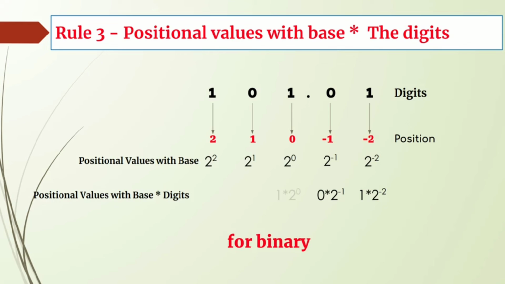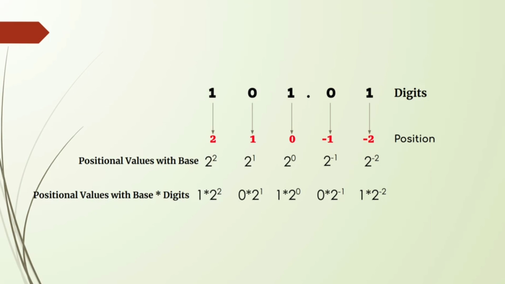Now we can write 1 into 2 to the power 0, where 1 is the digit and 2 to the power 0 is the positional value with base. Now we can write 0 into 2 to the power 1, where 0 is the digit and 2 to the power 1 is the positional value with base. Finally we can write 1 into 2 squared, where 1 is the digit and 2 squared is the positional value with base. So we have already applied our third rule.